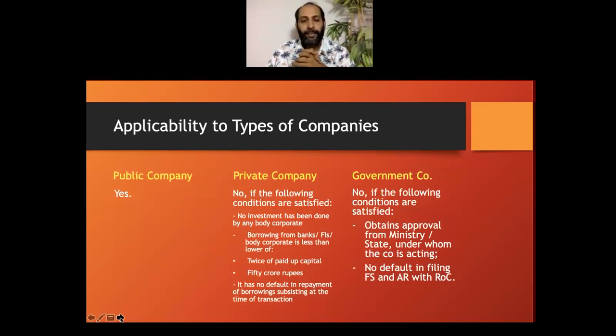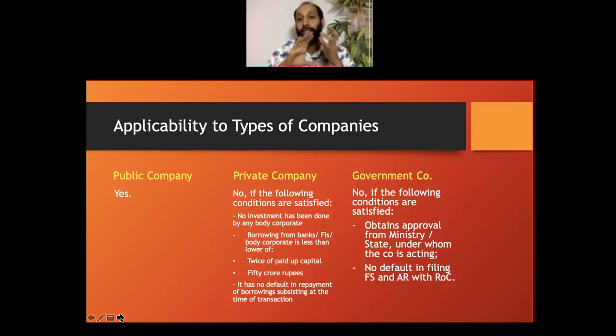This is another slide which is very important. Many students and many professional people ask me, including academicians, we discuss about the applicability of this section to the category of companies. Basically we deal with three categories of companies. One is public company. The applicability of Section 185 is 100%. Every public company is attracted under Section 185.